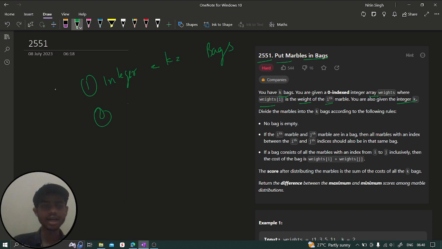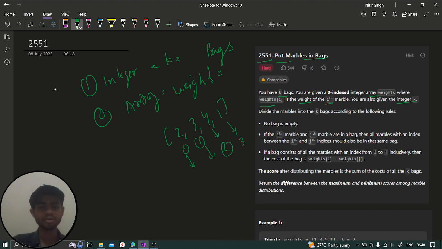Second is an array, that is weights, which holds the weight of each index. Here the array looks like 3 2 3 4 1. That means on the zeroth index the weight of marble 0, on the first index the weight of marble 1, on the second index the weight of marble 2, and on the third index the weight of marble 3. That is simply the weight of each marble.